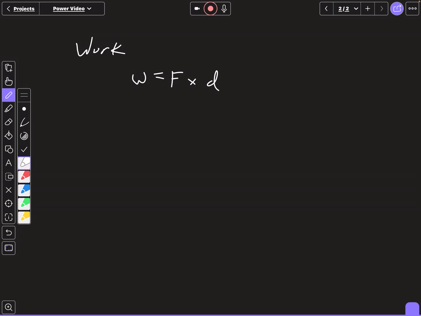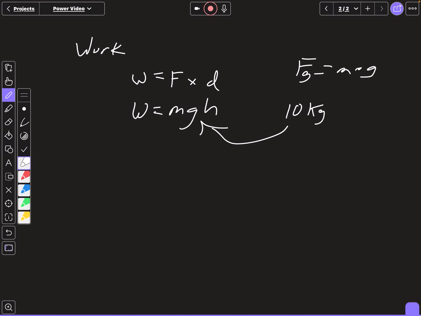Now, if something is being lifted against gravity, our equation for work changes a little bit, and we get mgh, where m times g, remember, is the force of gravity or the weight of something. So we have to be very careful when we work these problems with work, because if we're given a mass, say in kilograms, say something's 10 kilograms, then we would want to use this equation right here to calculate the work.